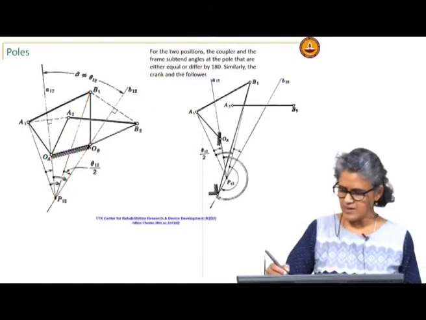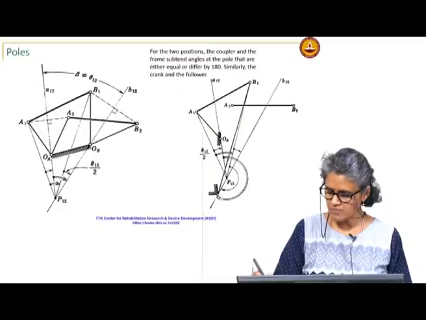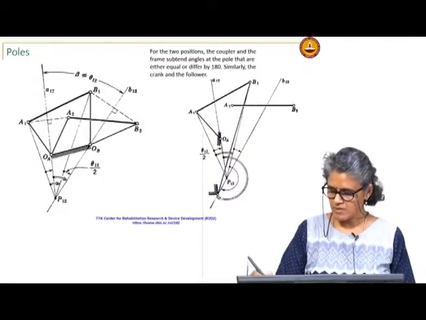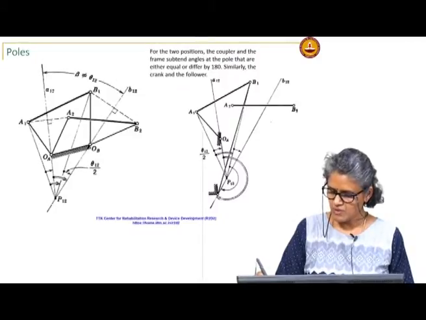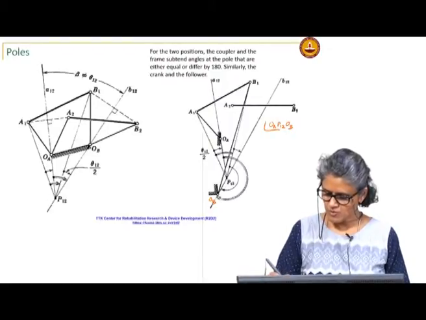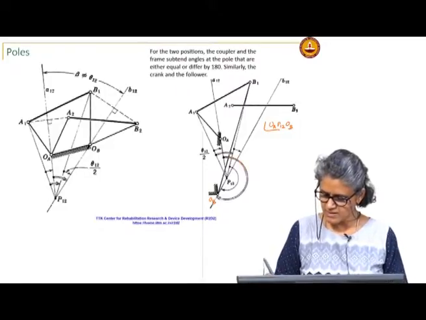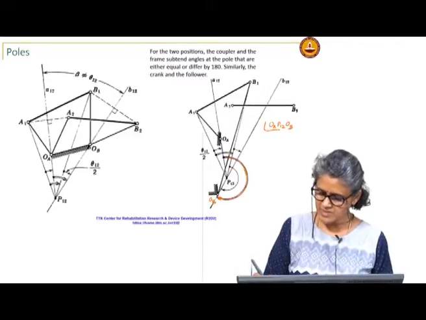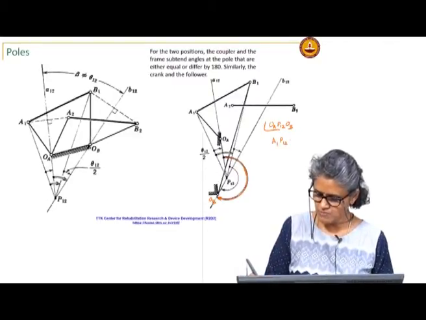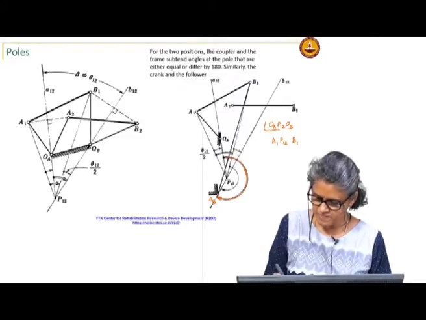If you measure the angle subtended by the frame at the pole, how would you measure it? If you take it as OA P12 to OB, that would be this angle here, and you compare it with A1 P12 to B1. So this is A1 to P12 to B1, which is this angle.